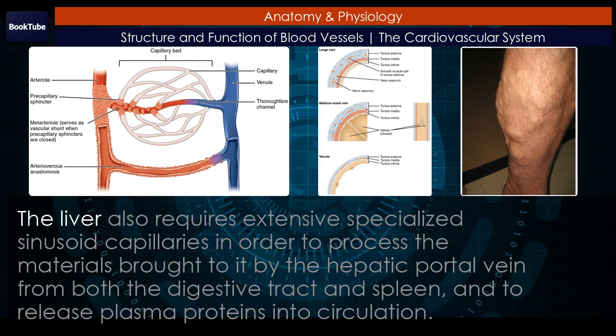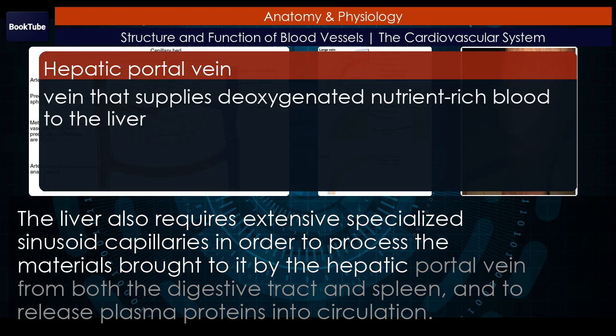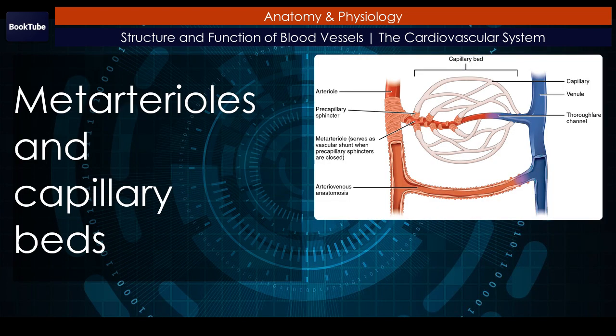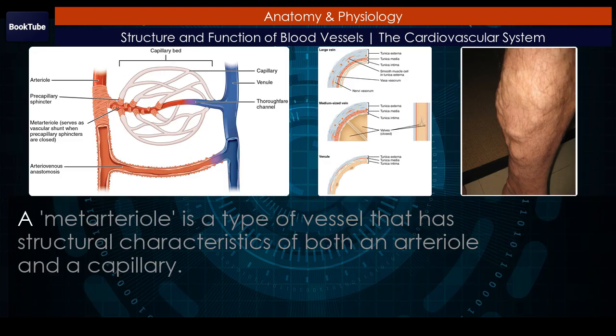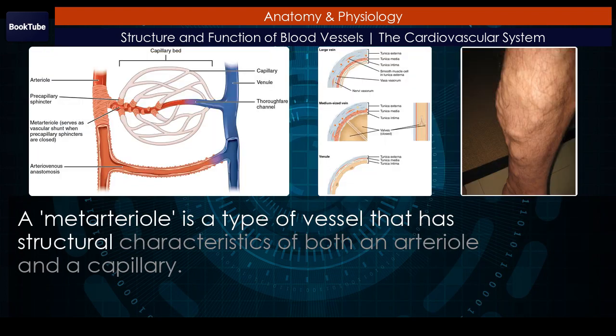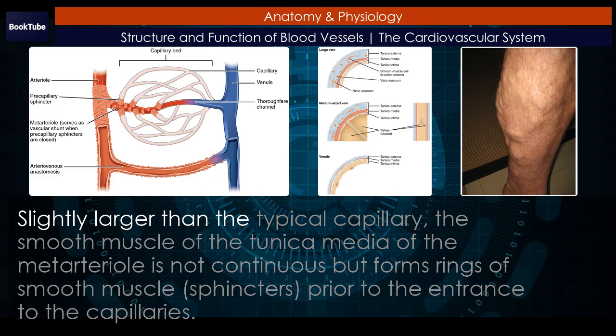The liver also requires extensive specialized sinusoid capillaries in order to process the materials brought to it by the hepatic portal vein from both the digestive tract and spleen, and to release plasma proteins into circulation. Metarterioles and capillary beds. A metarteriole is a type of vessel that has structural characteristics of both an arteriole and a capillary, slightly larger than the typical capillary.